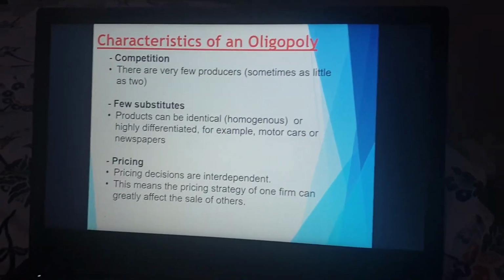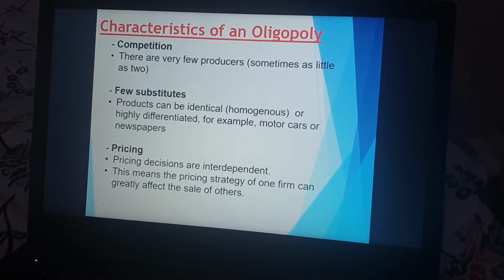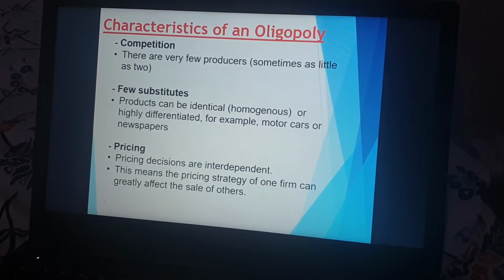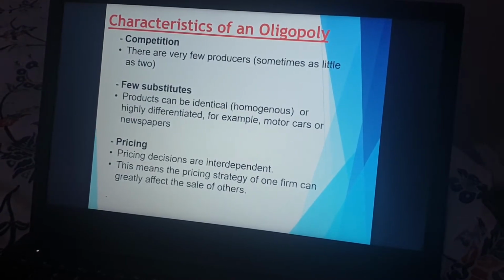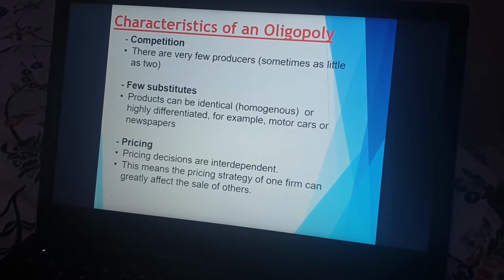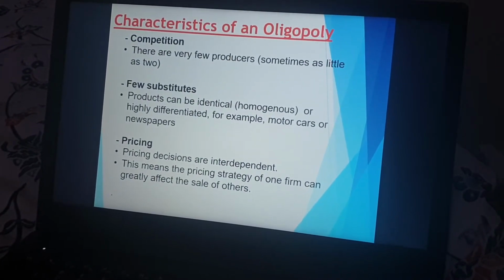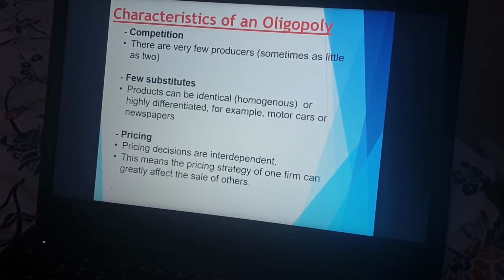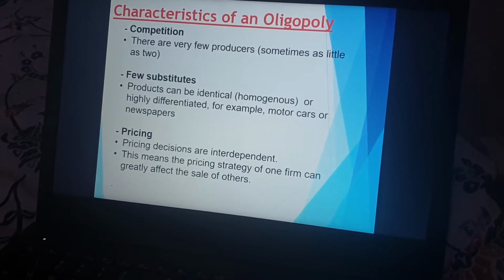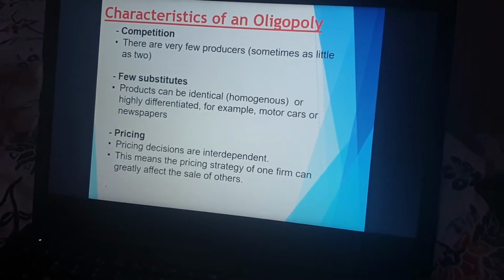Characteristics of an oligopoly. Oligopoly again means few. Competition. There are very few producers, sometimes as little as only two. There's few substitutes. Substitute means product that can replace another. Products can be identical, homogeneous, or highly differentiated. For example, motor cars or newspapers. They have nothing to do with each other.